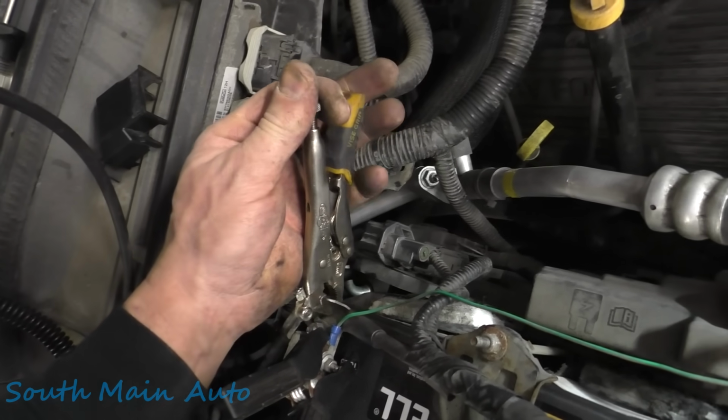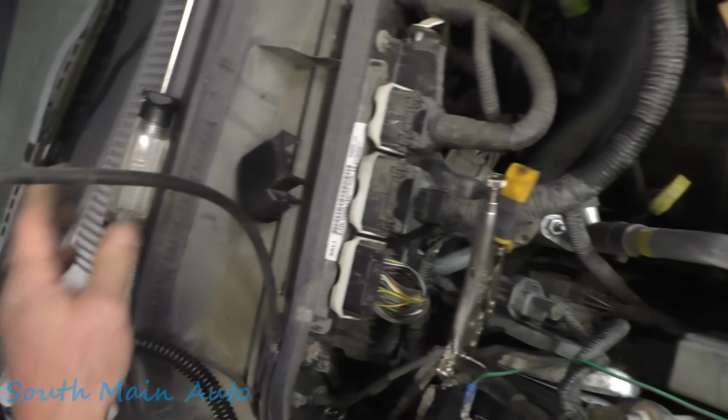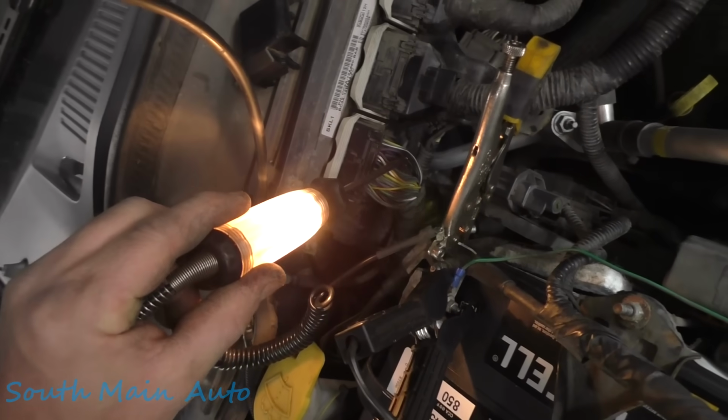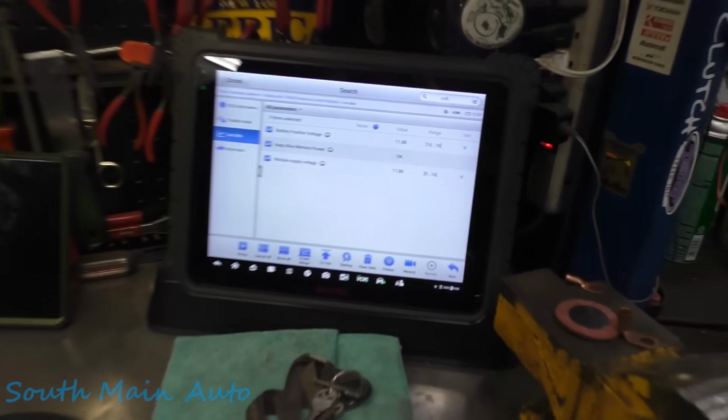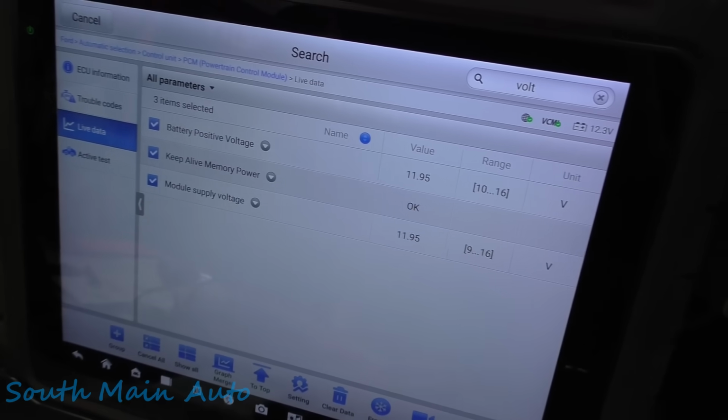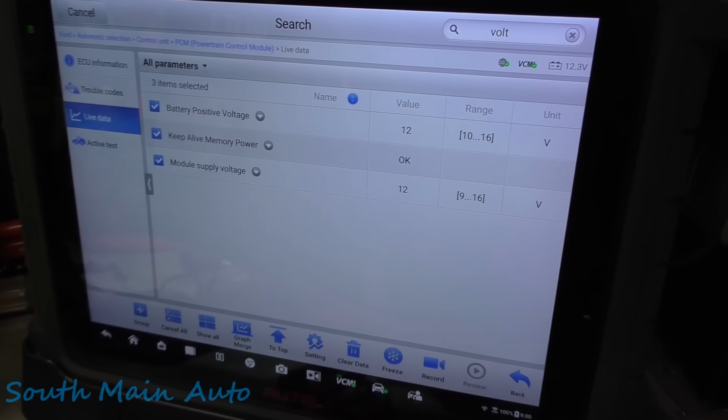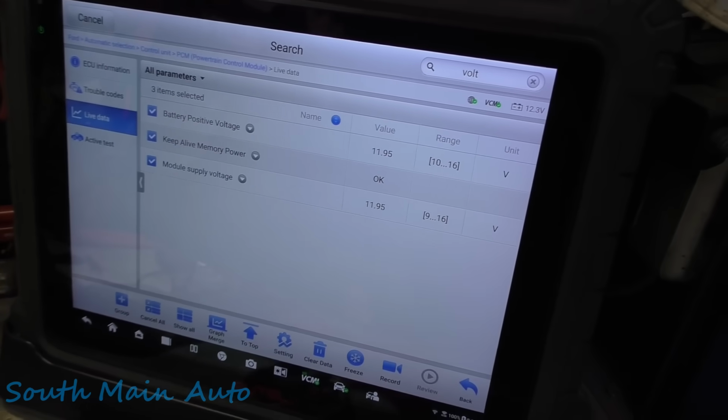Let's see here, we'll clamp this on, or we'll leave that sitting very gingerly right there. We should have power here now, and we do. And we can see we're A-OK. I shut the battery maintainer off there, but cool, that's it, easy fix.